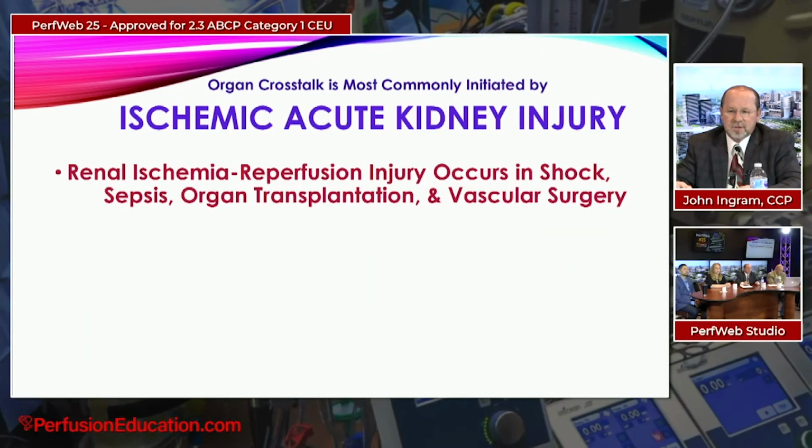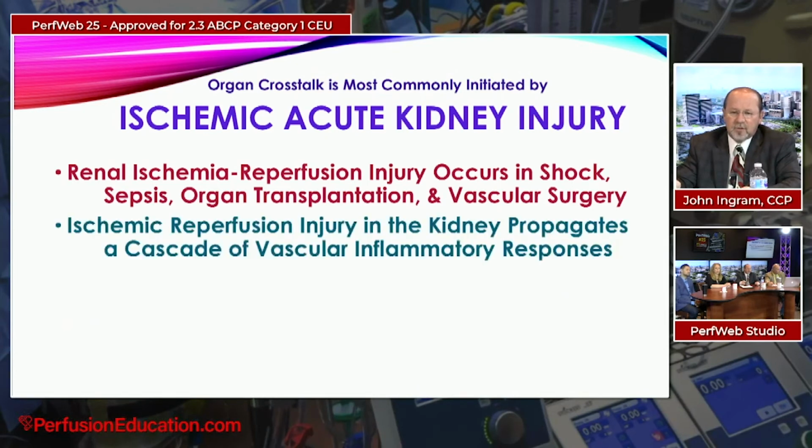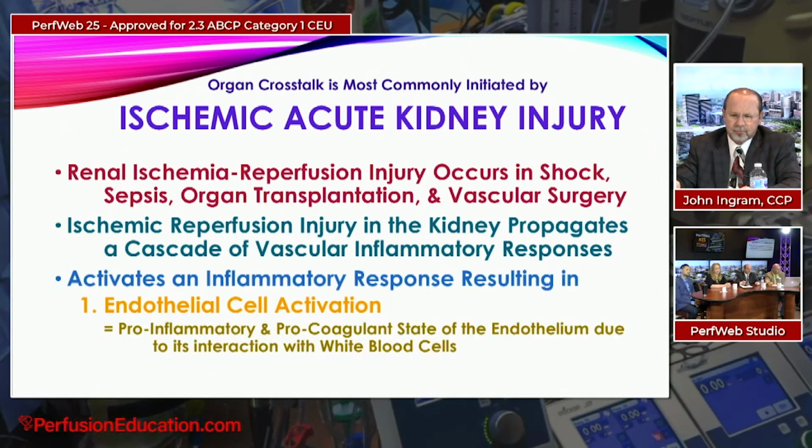So organ crosstalk is most commonly initiated by ischemic acute injury, again, Joe. Renal ischemia reperfusion injury occurs in shock, sepsis, organ transplantation, vascular surgery, and we know it occurs in cardiac surgery and in ECMO and any situation where you could have a hypoxic event followed by reperfusion. So ischemic reperfusion injury in the kidney propagates a cascade of vascular inflammatory responses.